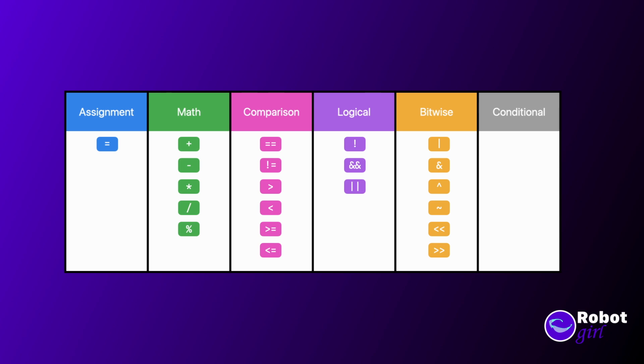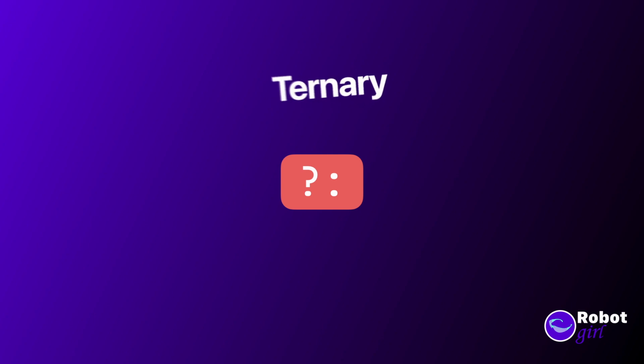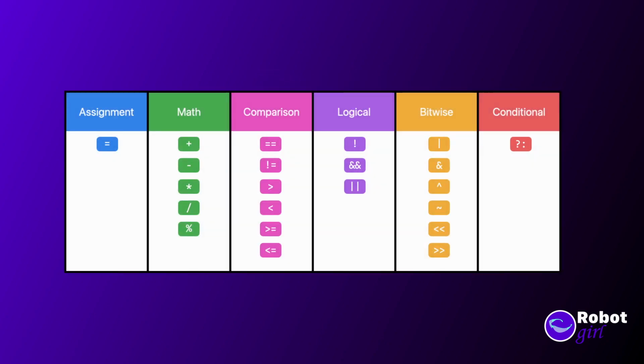Finally, that leaves us with an operator that is in a class of its own, the conditional operator. Because it's the only operator in Java that requires three expressions, most people just call it the ternary operator. It's really just a super compact way to write an if-else statement, but because we haven't talked about what if-else statements are yet, we'll hold off on getting too deep into how ternaries work until the next video.